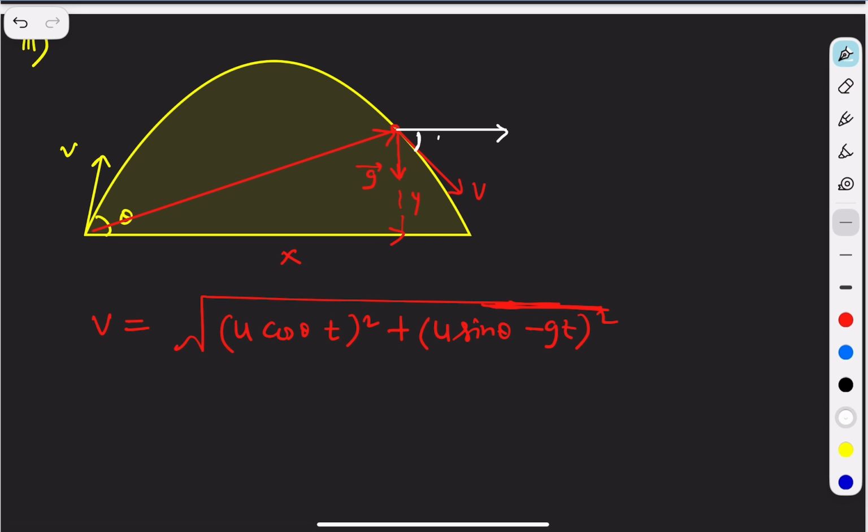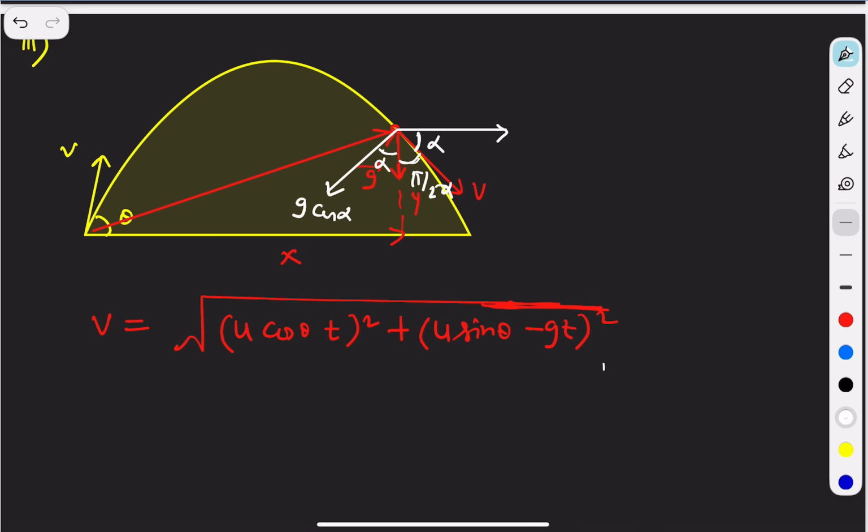So this will be 90 minus alpha. If I put a perpendicular here with this, this will be pi by 2 minus alpha, and this will be alpha. So this will be g cos alpha. Now if you see, if anyhow I can get alpha, my job is done. This is your velocity at any general time t.